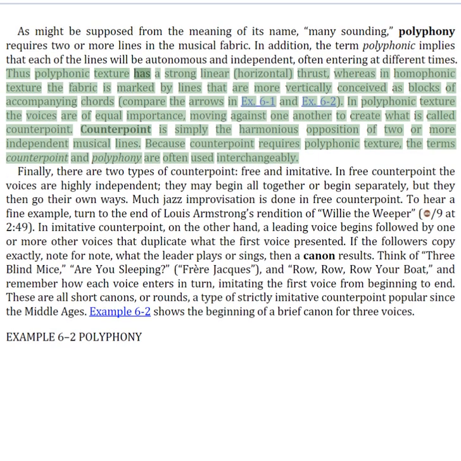Thus polyphonic texture has a strong linear thrust, whereas in homophonic texture the fabric is marked by lines that are more vertically conceived as blocks of accompanying chords. In polyphonic texture the voices are of equal importance, moving against one another to create what is called counterpoint. Counterpoint is simply the harmonious opposition of two or more independent musical lines. Because counterpoint requires polyphonic texture, the terms counterpoint and polyphony are often used interchangeably.